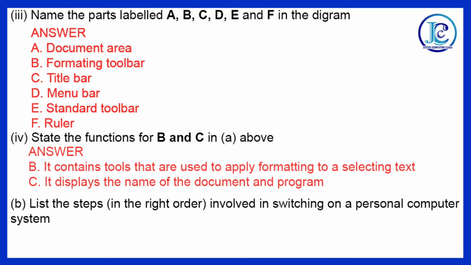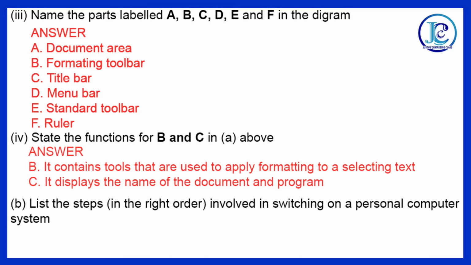C is the title bar. Then D is the menu bar. Then E is the standard toolbar. Then F is the ruler. Now let's move on.